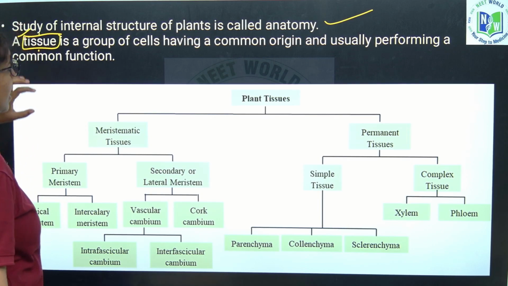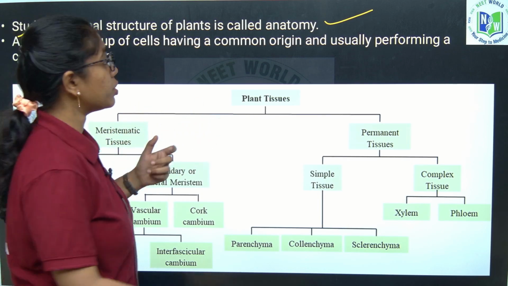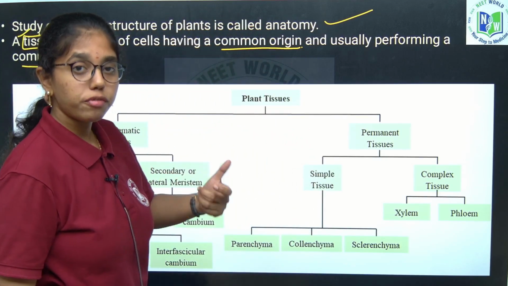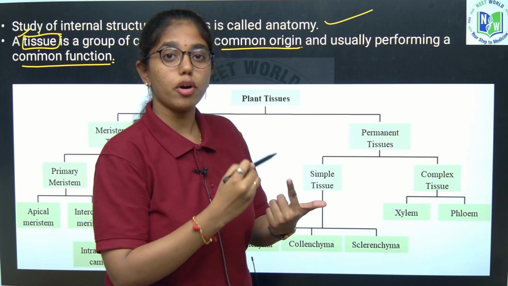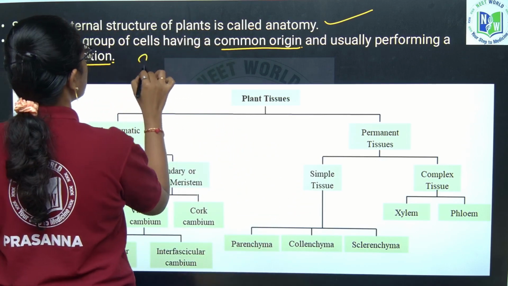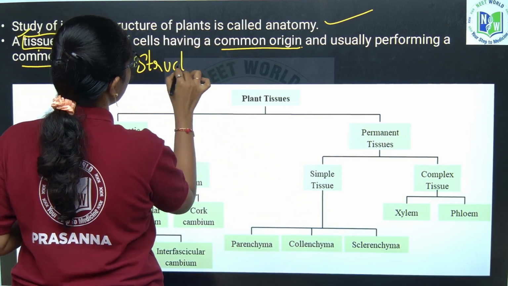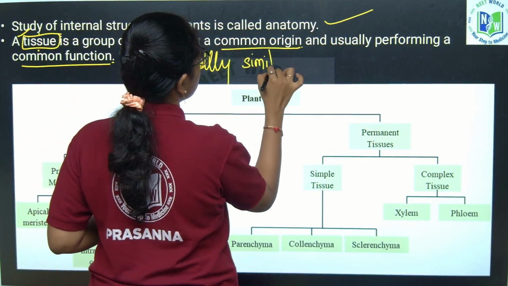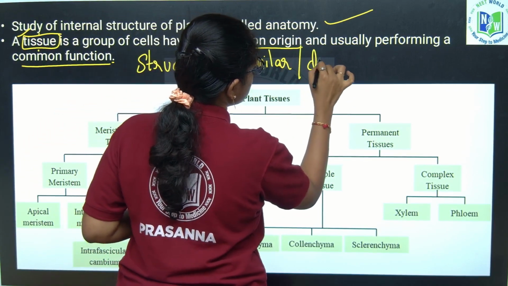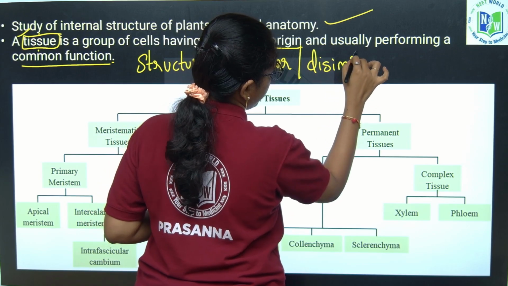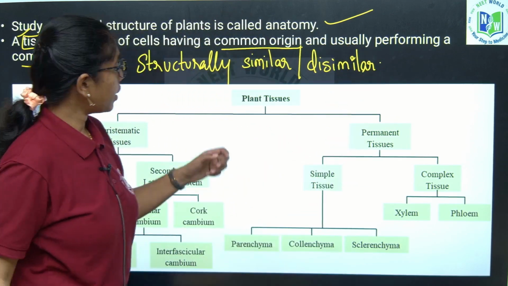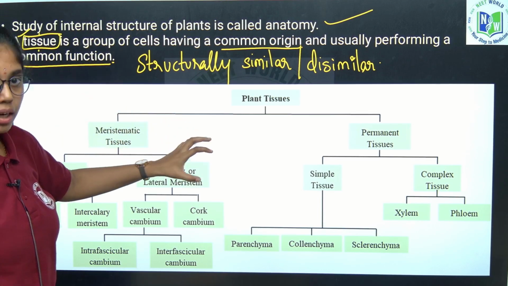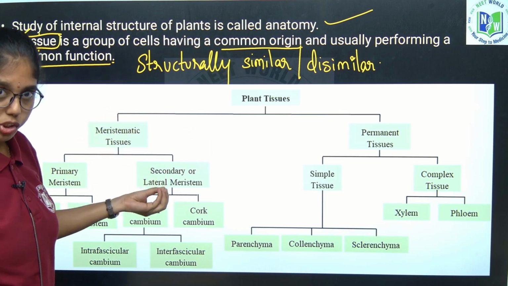Now, let us know the proper definition of tissue, and this is important from the objective perspective also. Tissue is a group of cells which has a common origin and performs a common function. They can be structurally similar or dissimilar. Clear? Now, plant tissues are classified based on origin and position.